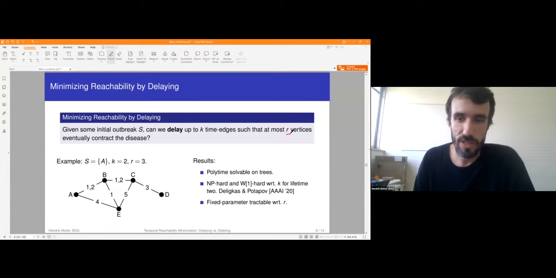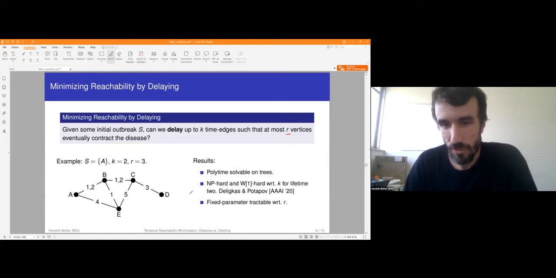And what I essentially want to do in the remainder of this talk is give you an idea how this algorithm works.